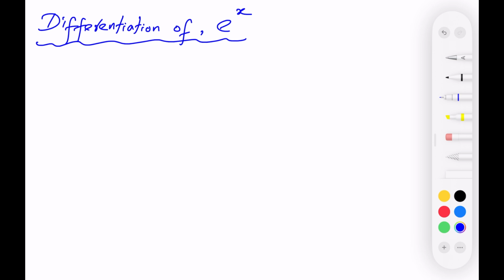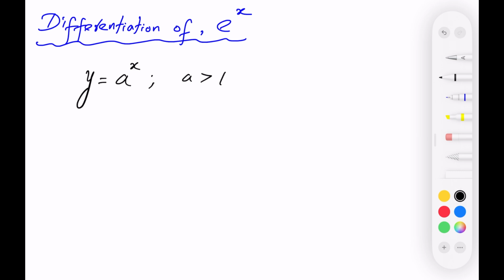Not only e to the x, but also we will look at how to differentiate composite functions of the natural exponential function. But first we need to look at the differentiation of e raised to the x. We can look at this problem by first looking at the graphs of exponential functions. How would you draw the graph of y equals a raised to the x? Let's say for a greater than 1.